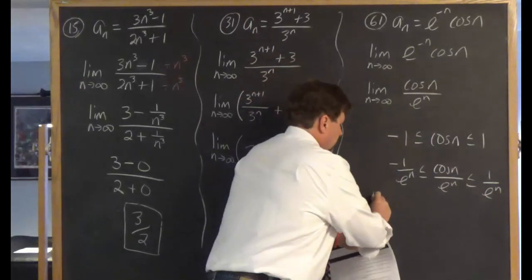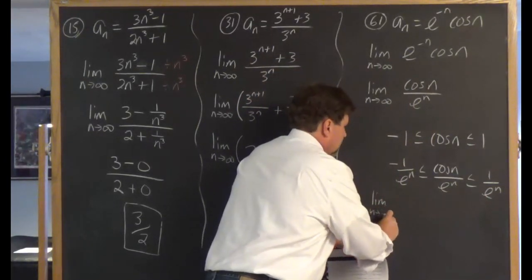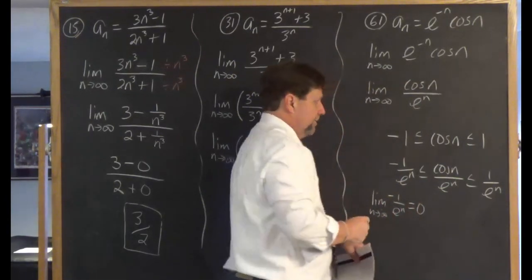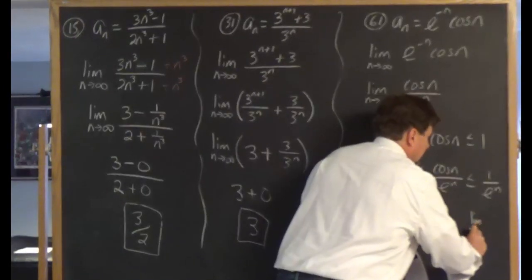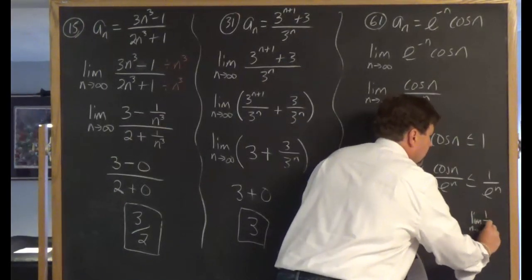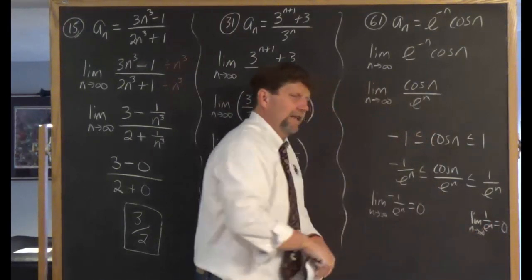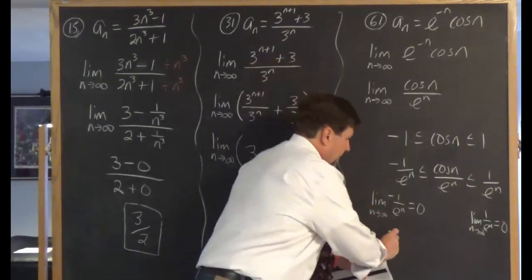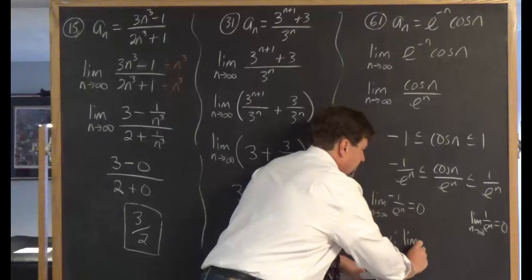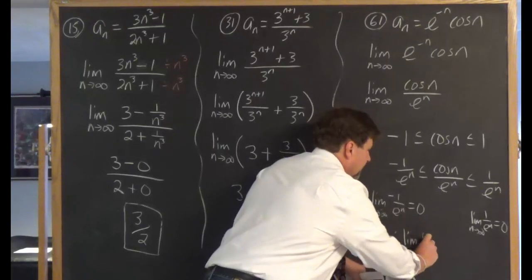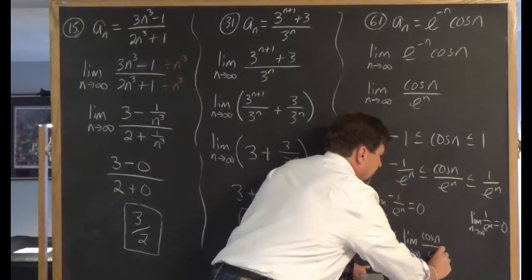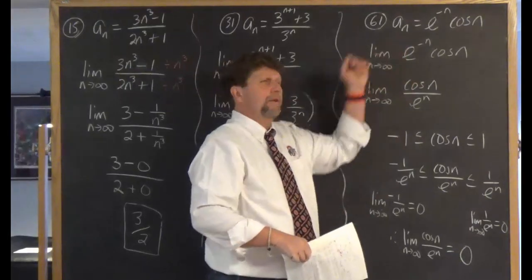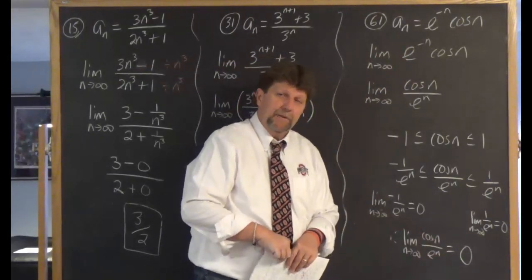Now we know the limit as n goes to infinity of negative 1 over e to the n. We know that limit is 0. We know the limit as n goes to infinity of 1 over e to the n is 0. So thanks to the squeeze theorem, we know the limit as n goes to infinity of cosine n over e to the n is 0. So this sequence converges, and it has a limit of 0.